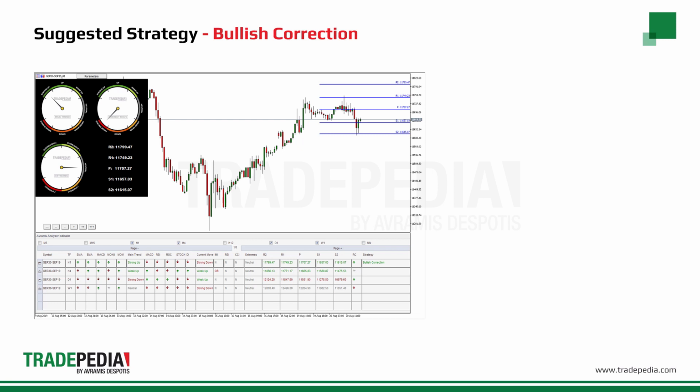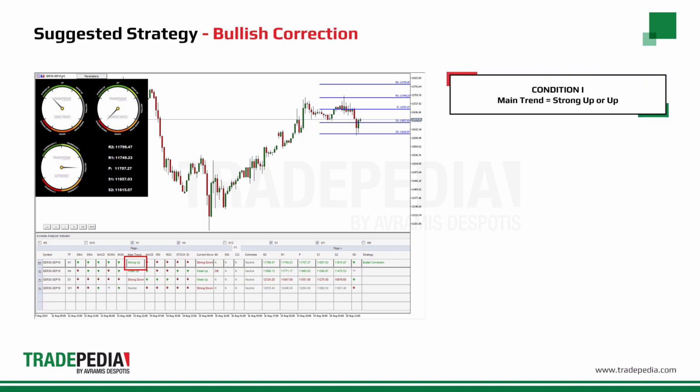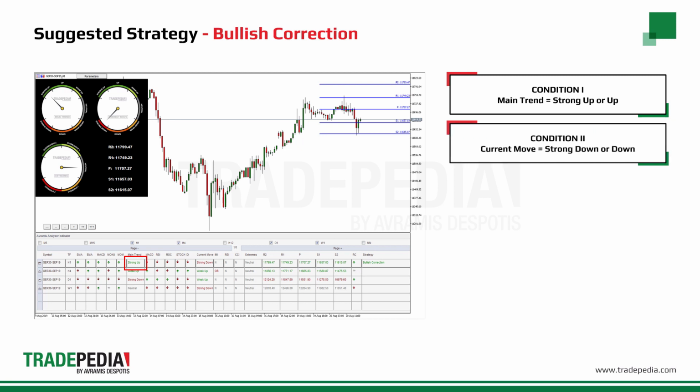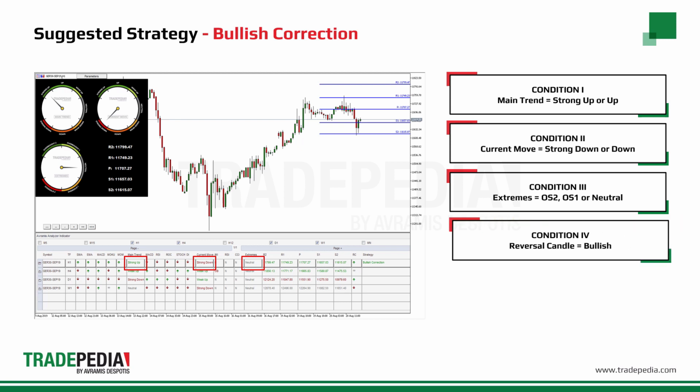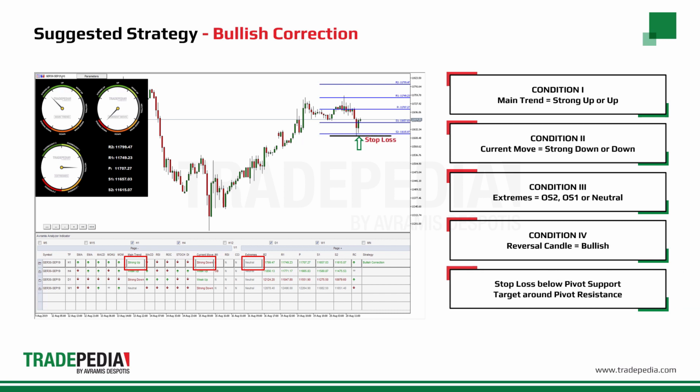A bullish correction signal is given when the following conditions are met. Condition 1. The main trend should be strong up or up. Condition 2. The current move should be strong down or down. Condition 3. The market extreme should be oversold level 2, oversold level 1, or neutral. Condition 4. We must have a big bullish candle with entry level above this big bullish reversal candle. The stop loss should be placed below the pivot support level or the lowest level reached, and the target should be set around the pivot resistance area.